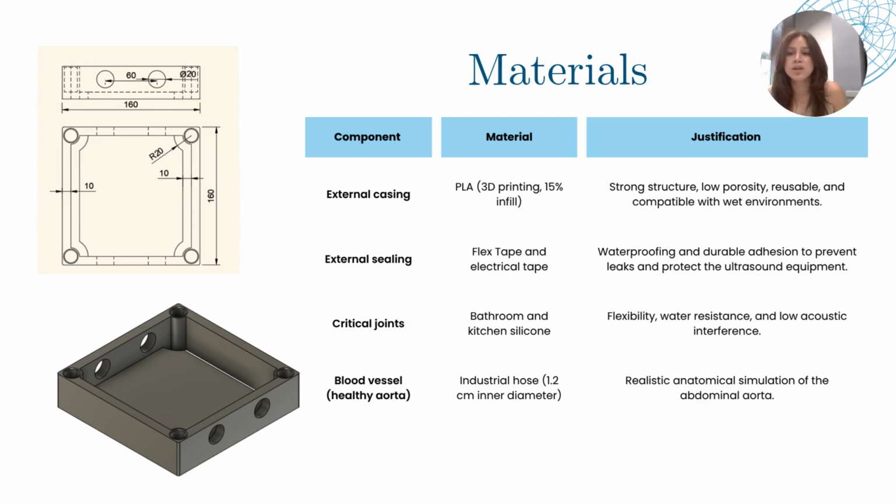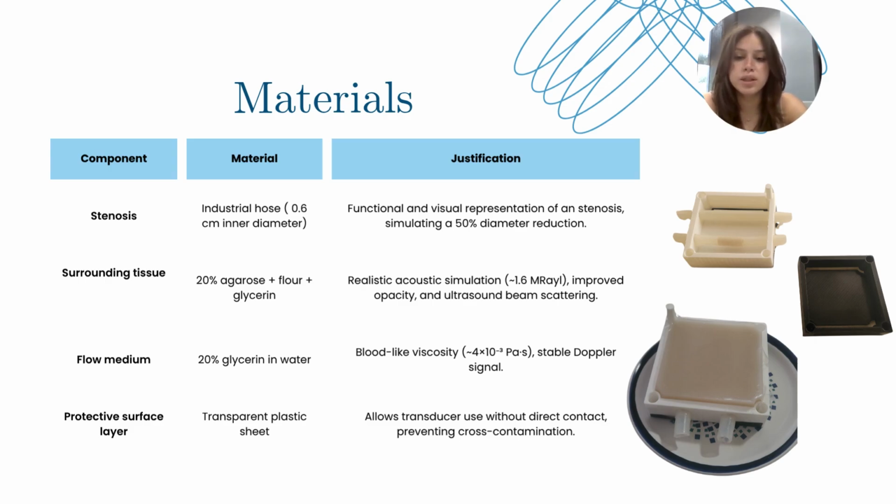At the critical junctions, where the tubes enter the mold, we applied bathroom-grade silicone. This material is flexible, water-resistant, and introduces minimal acoustic interference. Finally, for the healthy aorta, we used industrial tubing with a 1.2 centimeter inner diameter, which realistically simulates the size and behavior of the human abdominal aorta. To simulate the stenotic region, we inserted a second tube concentrically inside the first one, with a 0.6 centimeter inner diameter. This results in a 50% reduction, which is typical of moderate to severe stenosis.